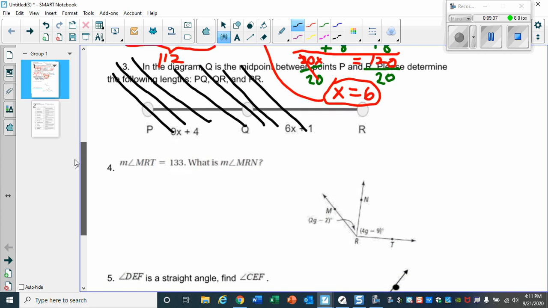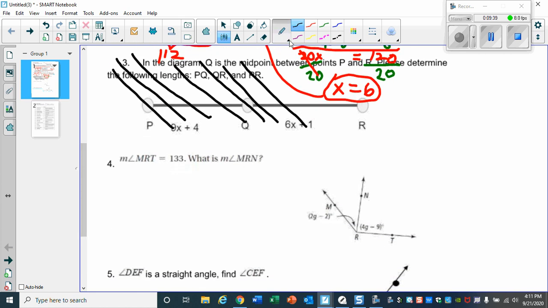Moving on. Number 4. Now, this is where highlighters, especially with angle problems, come into play. They give us the overall angle, MRT. So angle MRT is 133. So that's the overall angle. Now, they want us to figure out what is MRN. So they just want this angle. This angle needs to be determined. So overall was 133, but we just need to figure out this part.